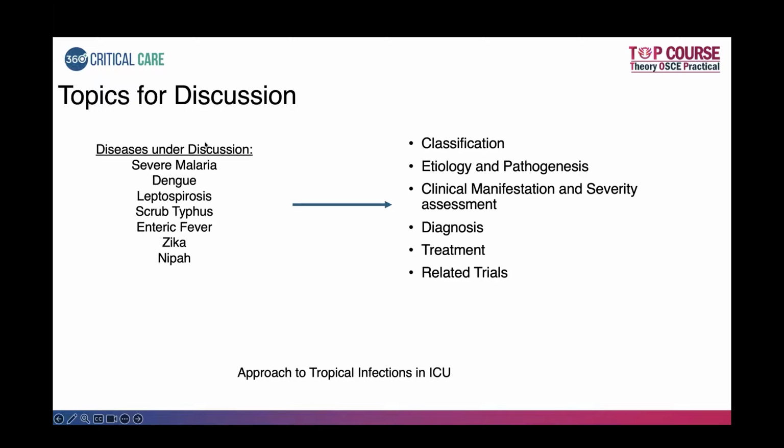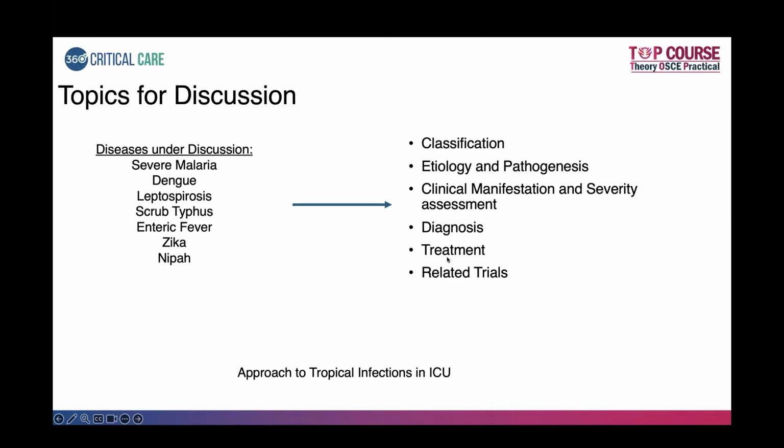So when you are asked about these infections, it is always better to mention it under these subheadings: classification, etiology and pathogenesis, clinical manifestations and severity assessment, diagnosis, treatment, and related trials, if any. So coming to severe malaria, that is most commonly because of Plasmodium falciparum. So the classification as per the WHO comes as uncomplicated malaria versus severe malaria.